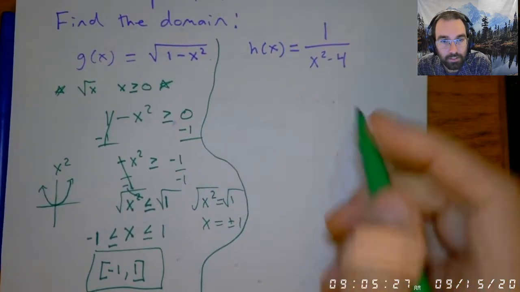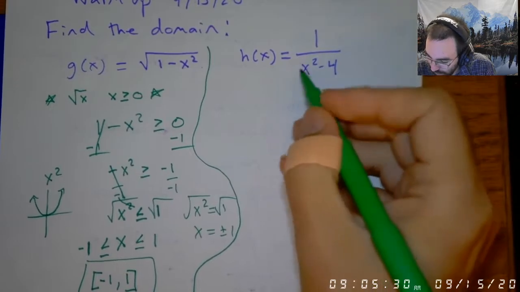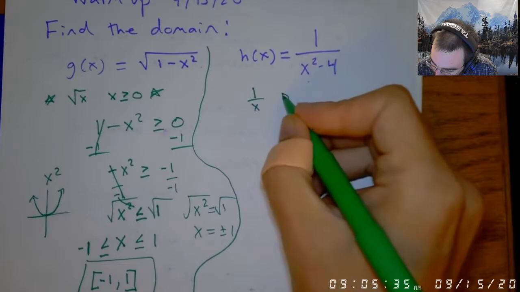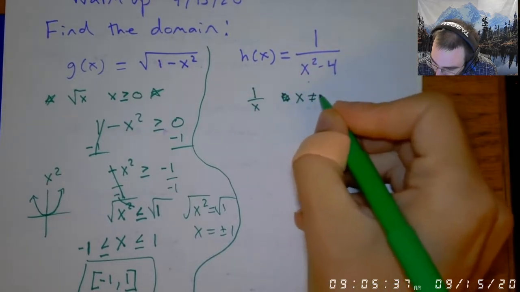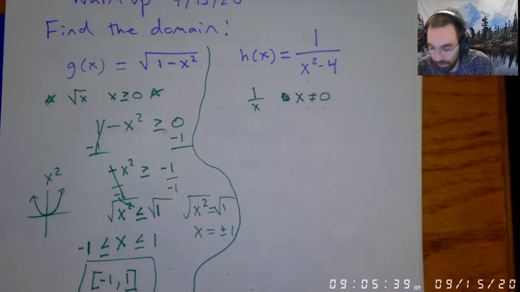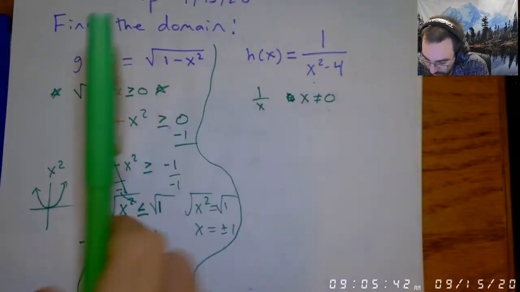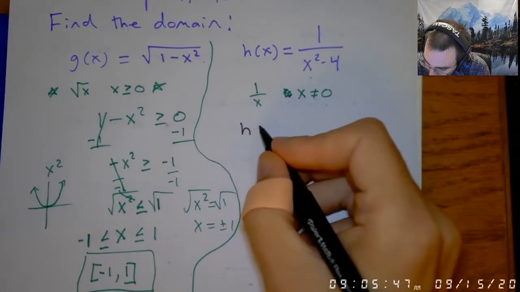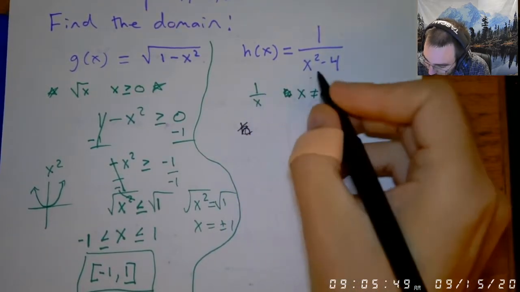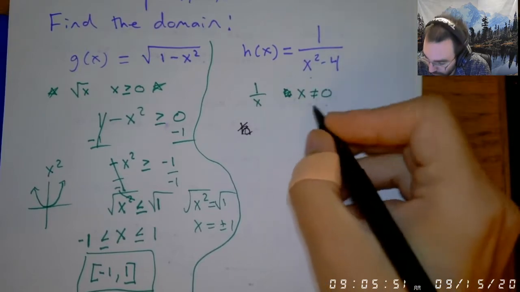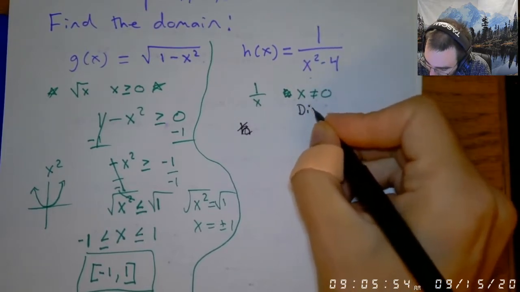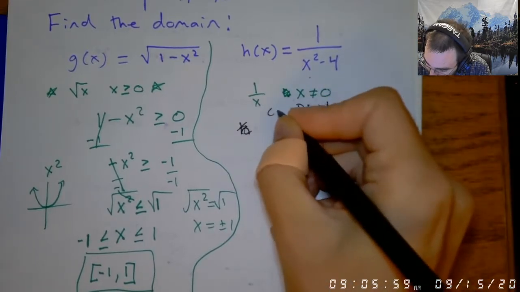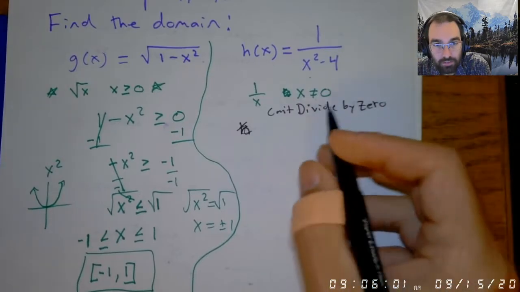All right, next one, we have h. So we have to remember with rational functions, you can't divide by 0. Okay, so you can't divide by 0 there. So that's our general rule. So if x can't equal 0, right, and that's you can't divide by 0.